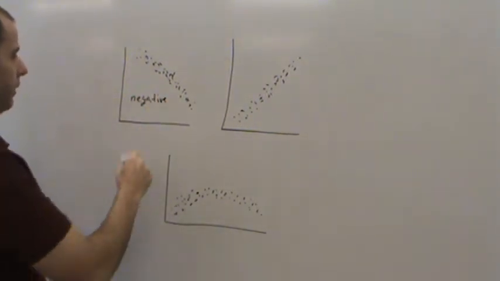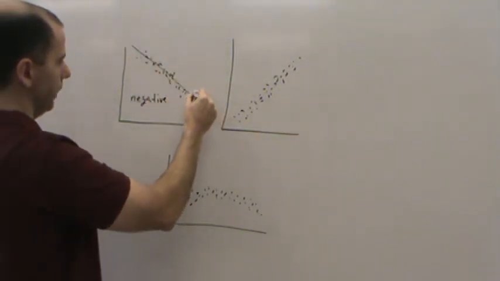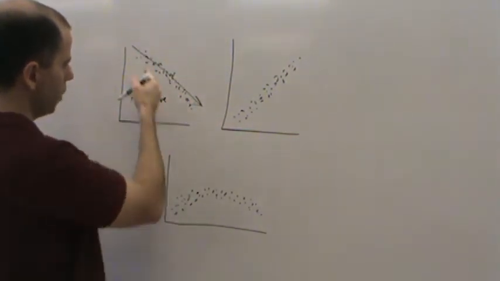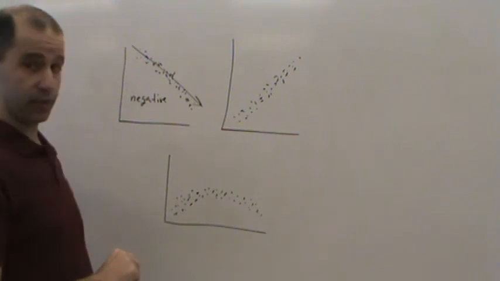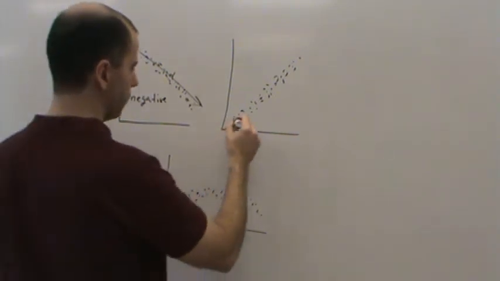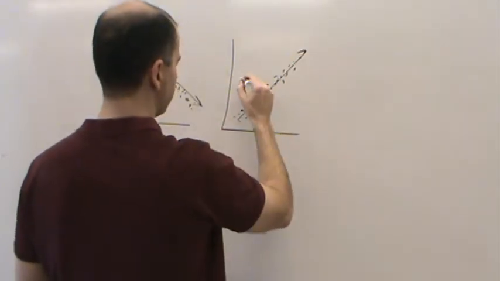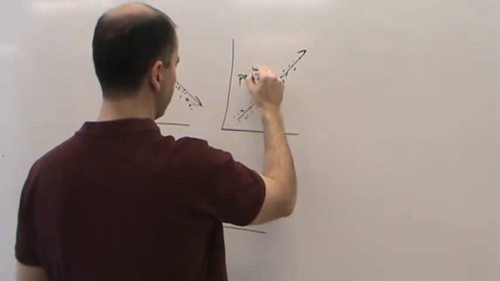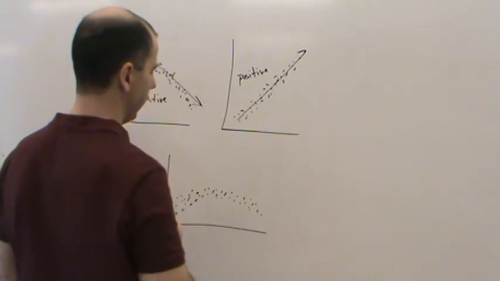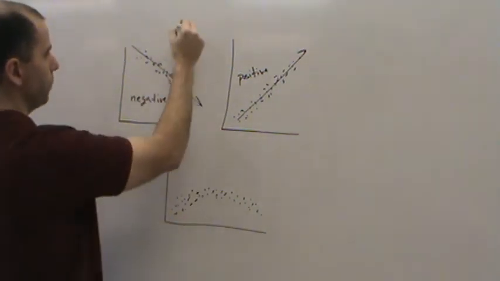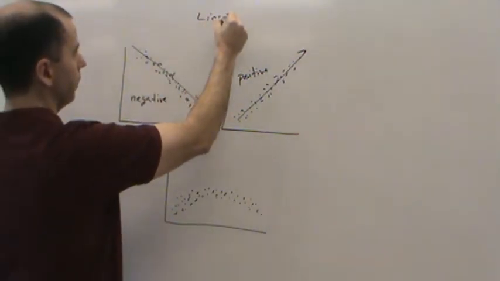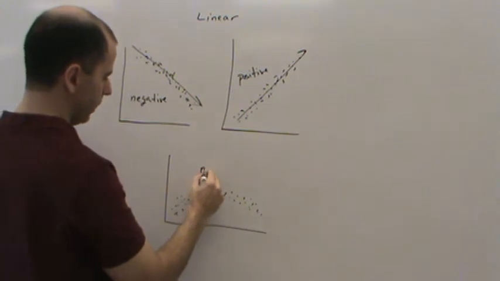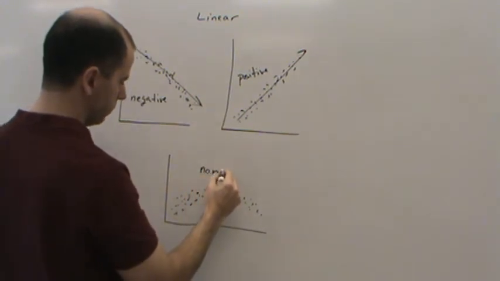So it has a negative slope, right? Think of a line. If you draw a line through it, the slope of this line is negative. If you draw a line through this one, it has a positive slope. So we would call this a positive correlation, positive association. So both of these would be linear. This would be nonlinear.